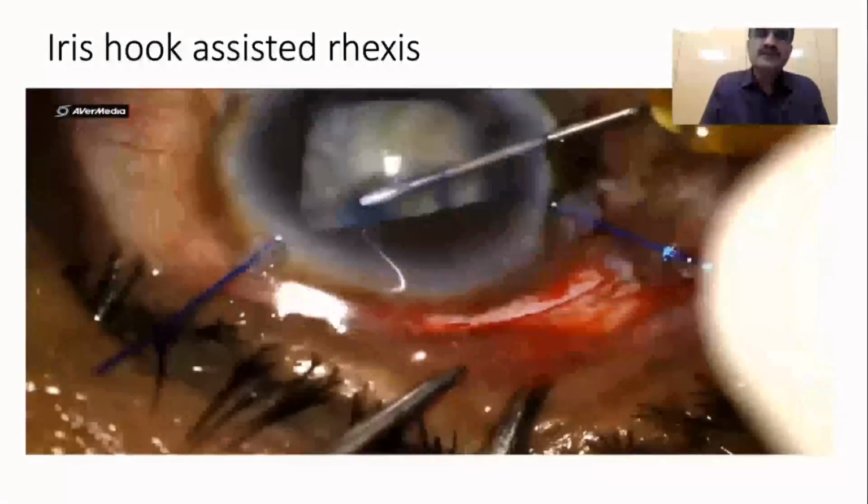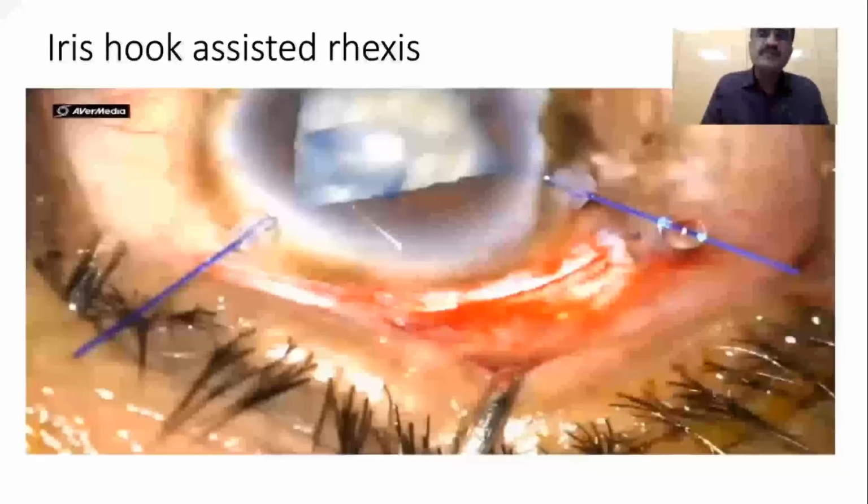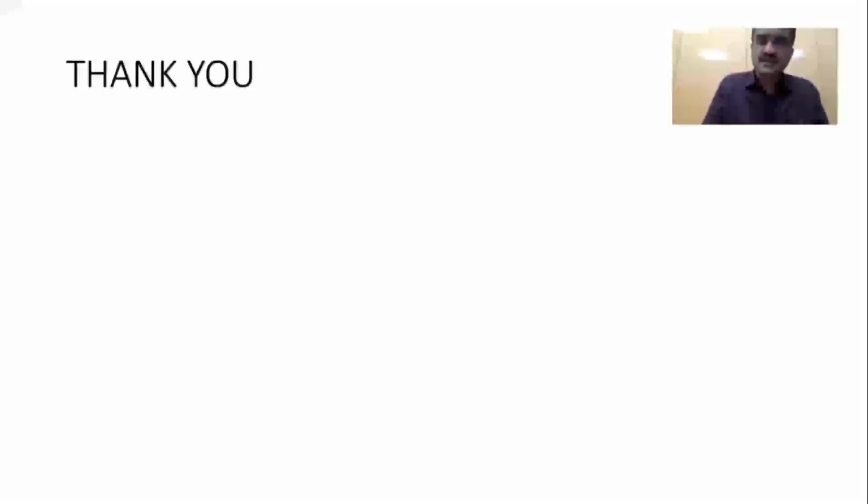Rhexis is an important step in any cataract surgery, more so in SICS, and an adequately large Rhexis is always compatible with a small SICS. And usually the size of the Rhexis depends upon the density of the cataract.